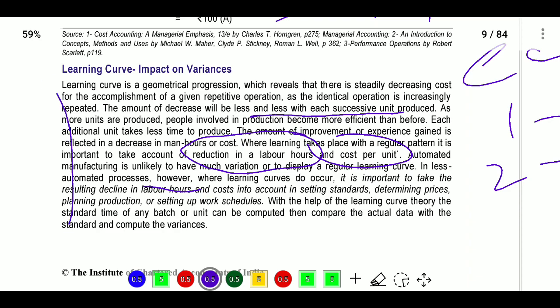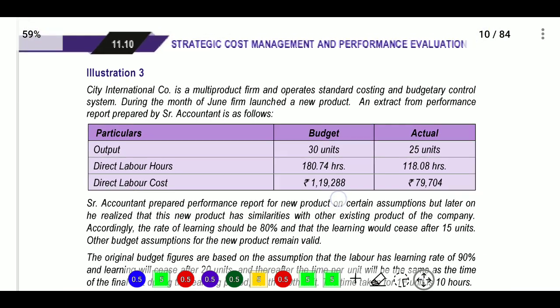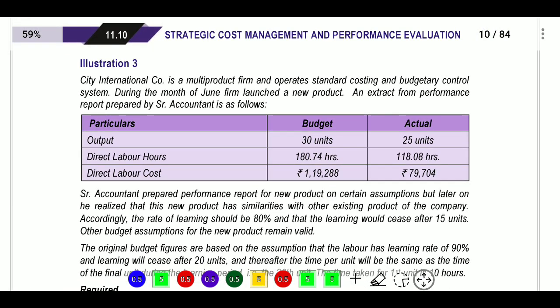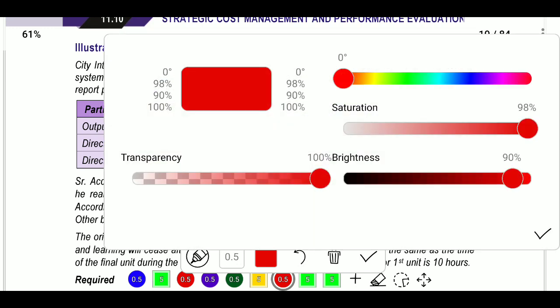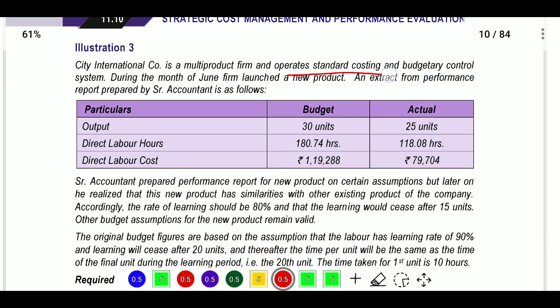Next, what is provided? Here they provided one illustration. We will see the illustration. We will get some clarity about learning variance, and how the learning variance impacts other variances. Firstly, City International Company is a multi-product firm and operates standard costing and budgetary control systems, so it is providing both information.